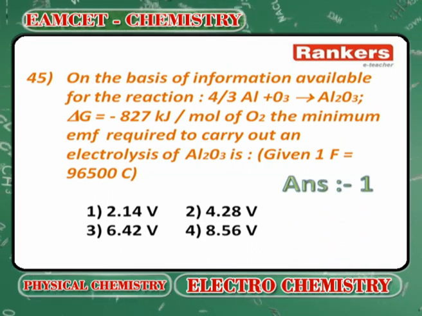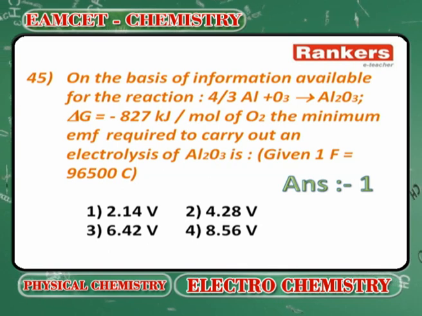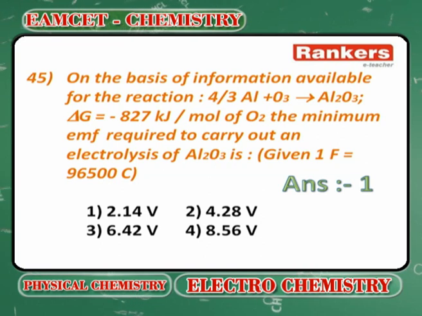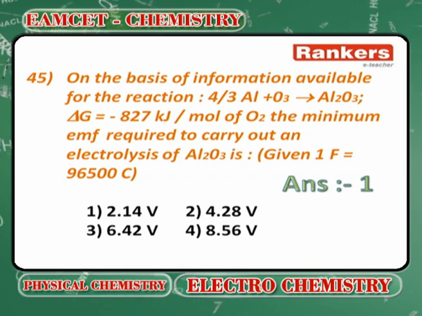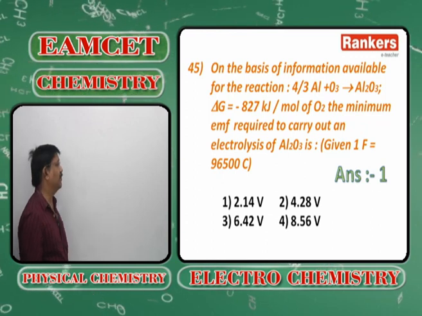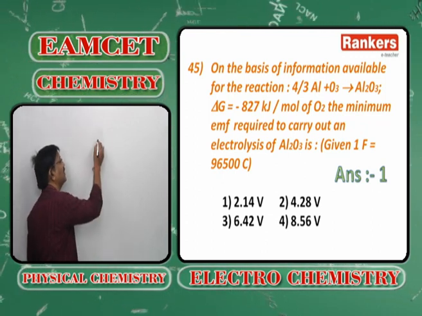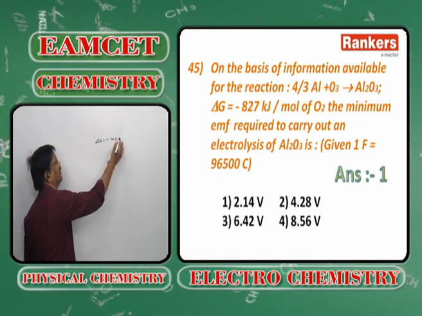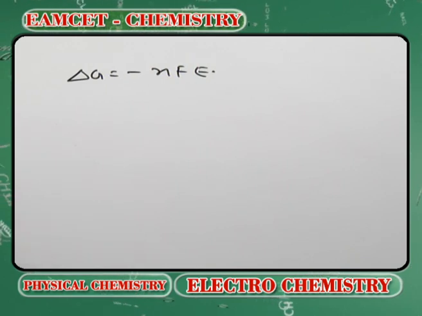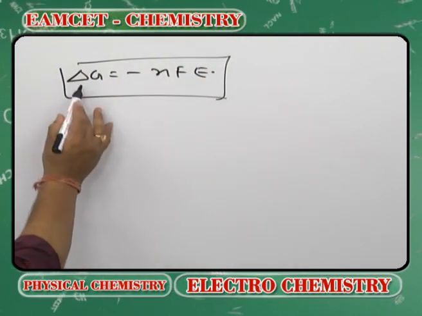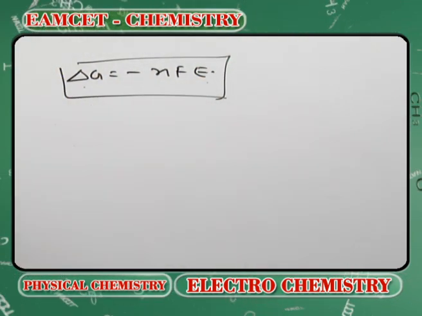This is a typical question which is given in many nationwide examinations. What is the point here? Here they have given the delta G value. They are asking for EMF. What is the relation between delta G and EMF? Delta G is equal to minus nFE. This is the relation between change in free energy and EMF for the cell.